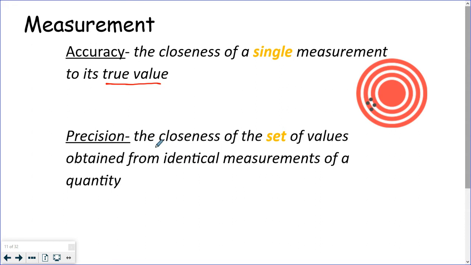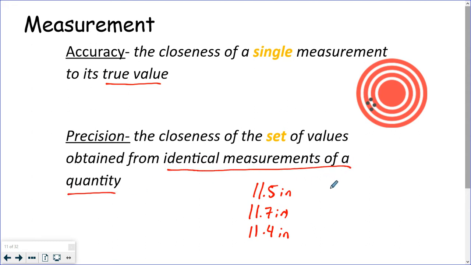Precision is something different. Precision is using the same device multiple times. So you can read your definition here, but think about this. If I gave you a ruler and I said measure the distance across your piece of paper 10 times with the ruler, and the 10 times you measure 11.5 inches, and then you measure 11.7 inches, and then you measure 11.4 inches. This would be a device that has pretty poor precision. These numbers from the same device, identical measurements of a quantity obtained from the same device, are pretty far apart. So that device can't repeat its measurement very well.